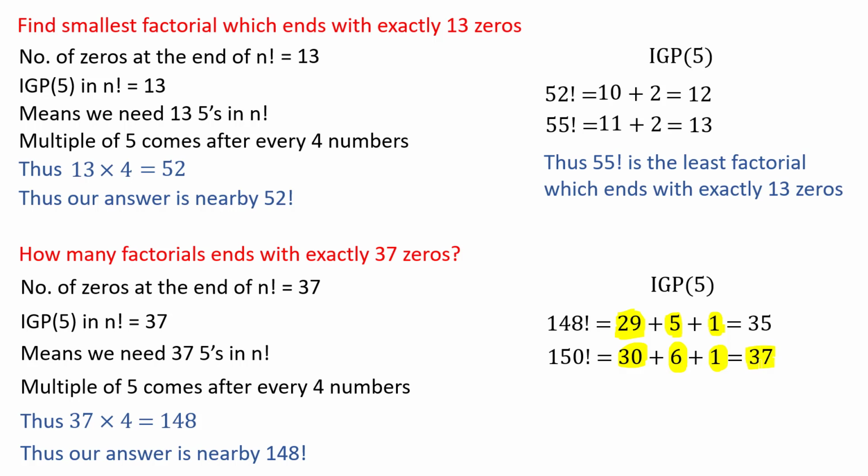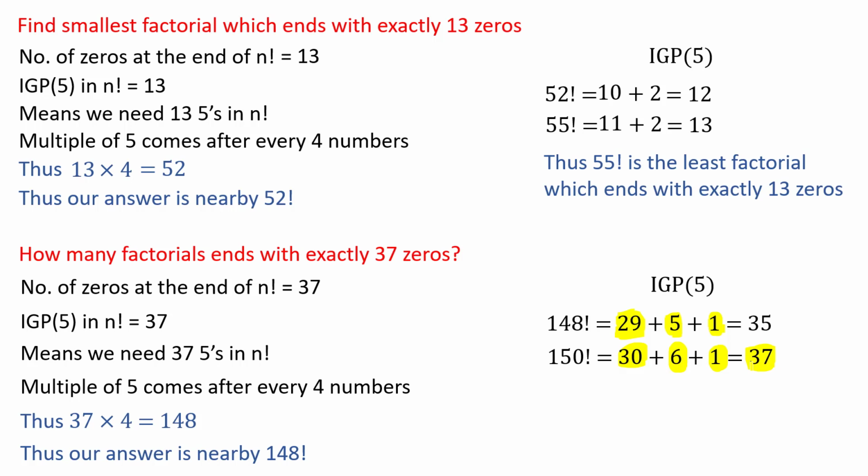So 150 factorial is the smallest factorial which ends with exactly 37 zeros. After 150 factorial, which factorial is having an additional multiple of 5? That is 155 factorial. So in 155 factorial, the IGP of 5 will increase now. We want the number of zeros at the end of n factorial to be 37 only, which means we want the IGP of 5 to be 37 only, not more than 37. In 155 factorial, the IGP of 5 will be more than 37.